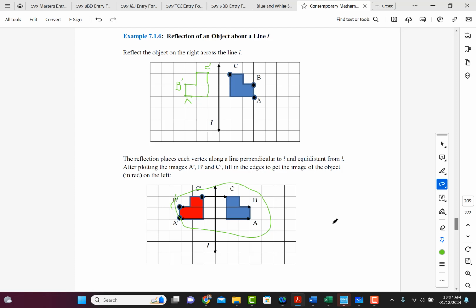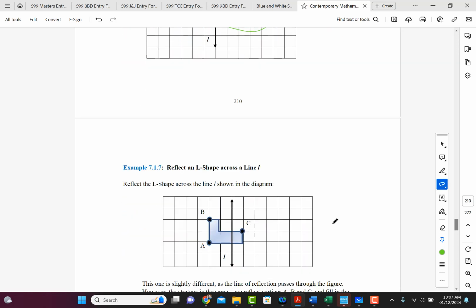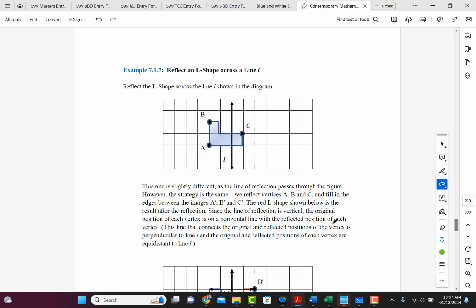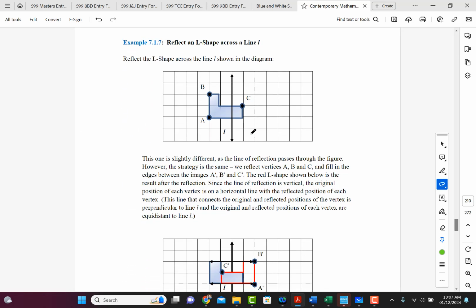Okay. The reflection places each vertex along a line perpendicular to L and equidistant from L. After plotting the images A prime, B prime, and C prime, we fill in the edges to get the image of the object, which is in red on the left. Here's another example.